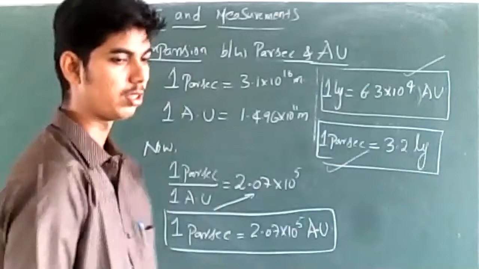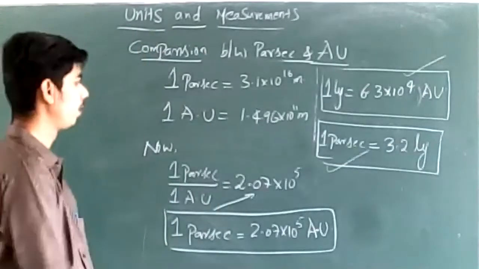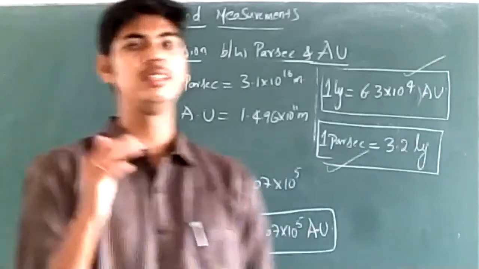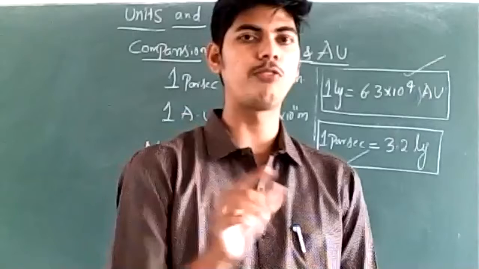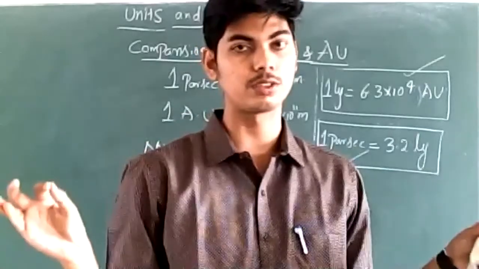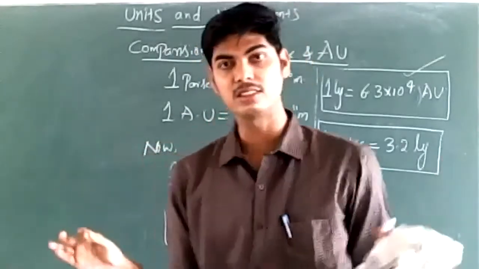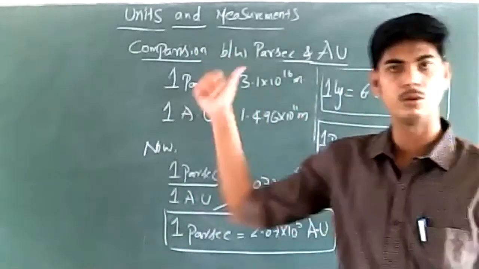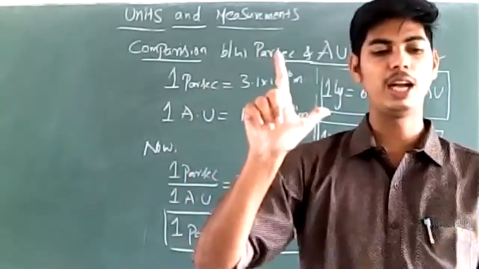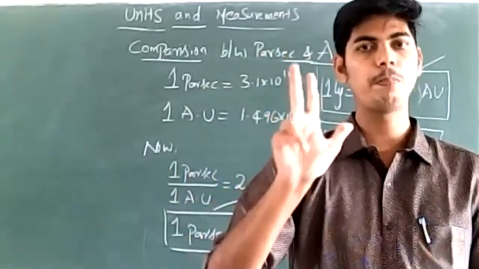I think this is clear. See, these are the units used for measuring very large distances. Very large distances have to be measured in these units: astronomical unit, light year and then parsec.